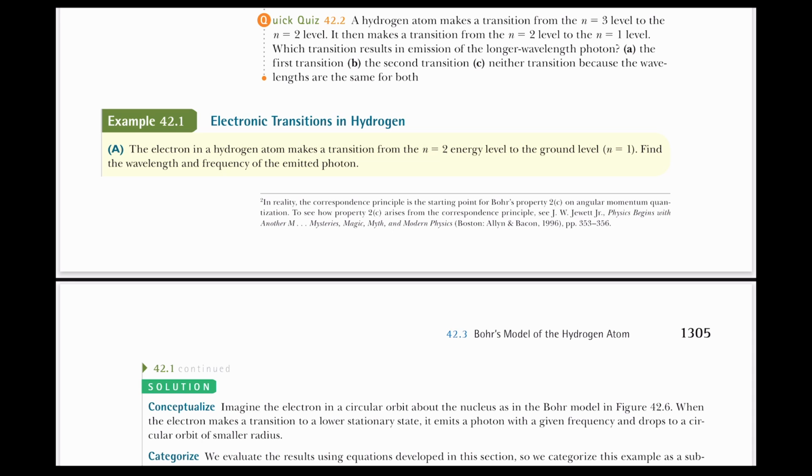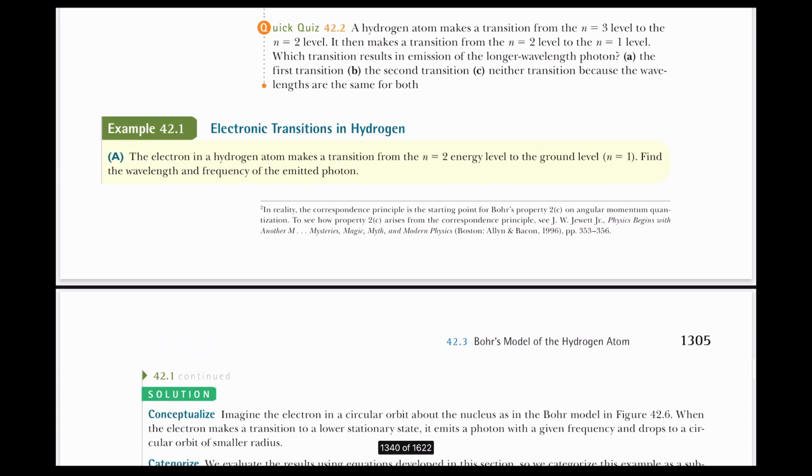Electronic transition in hydrogen. Let's just read this. I'm not going to solve it for you because the solution is right here. We're literally going to see it together. The electron in hydrogen atom makes a transition from the n equals 2 energy level to the ground level n equals 1. Find the wavelength.